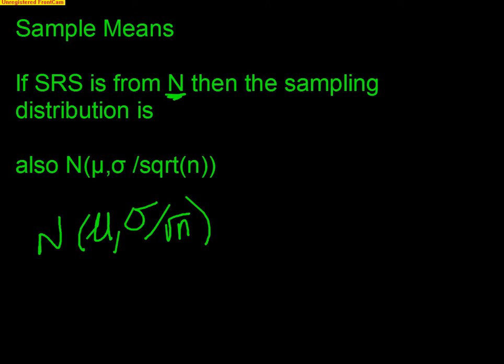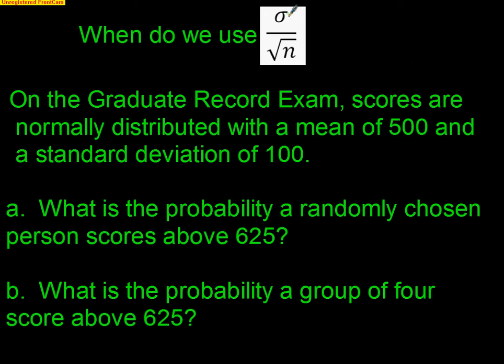But let's go and talk a little bit more about this. So when do we use sigma divided by the square root of n? And let's read this. You can read the context, and I'll give you a second to do that. So it says on the GRE, the scores look something like this. It's normal. It has a mean of 500 and has a standard deviation of 100.